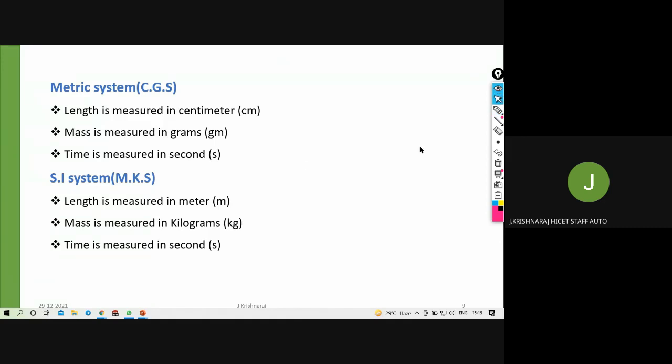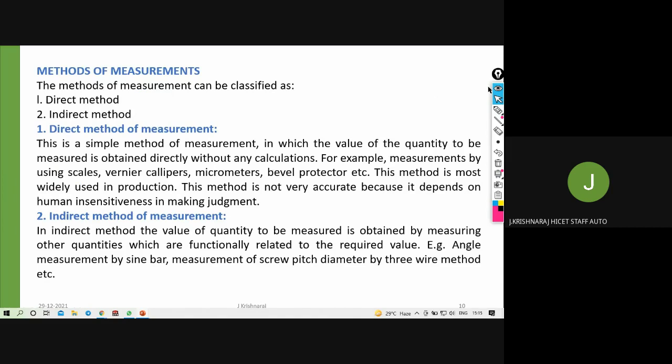The next topic is the method of measurements. On this we have two types. The first one is the direct method, the second one is the indirect method. In the direct method of measurement, we can physically measure the objects or produced components. This is a simple method of measurement in which the value of the quantity to be measured is obtained directly without doing any calculations.